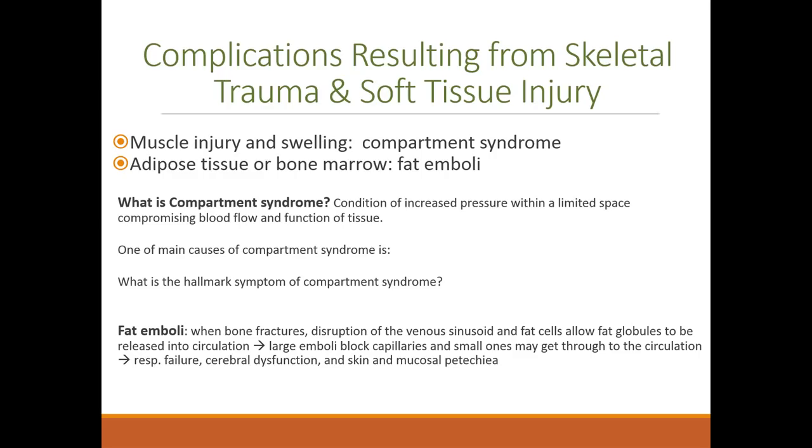So eventually they can lodge into the pulmonary system, causing pulmonary embolus, which will cause respiratory failure. You may have them in the cerebral circulation, causing strokes or dysfunction there. Another thing that we might see with fat emboli is the skin and mucosal petechiae. So these little tiny clots being thrown and dispersed throughout the body.